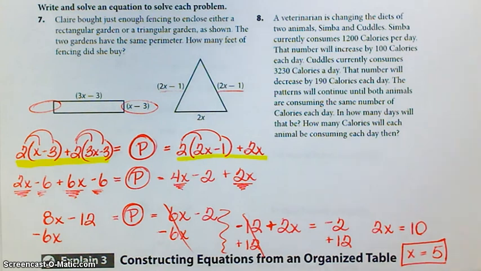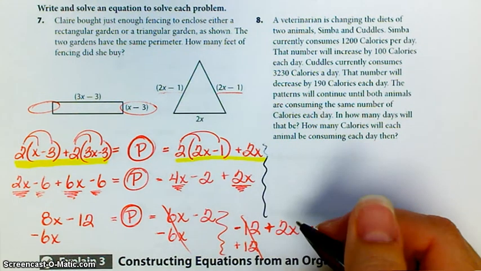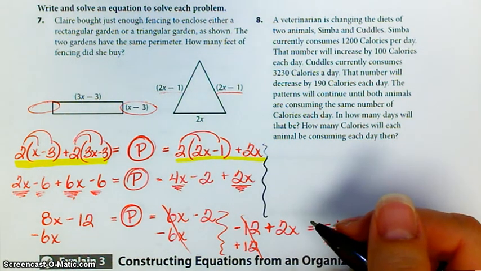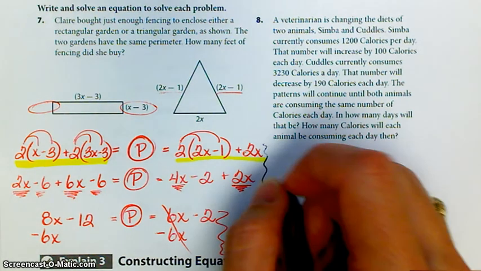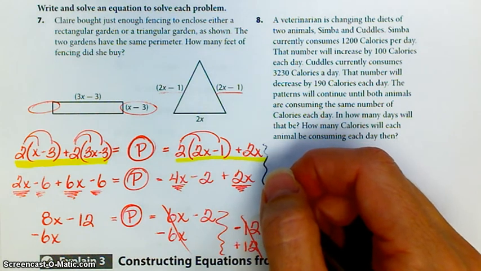All right. I think on number 8, we're just going to set it up because I'm kind of tight on space. And I'm going to switch colors too, so that you can tell the difference between the end of one problem and the beginning of another. All right, a veterinarian is changing the diets of 2 animals, Simba and Cuddles. Simba apparently consumes 1,200 calories a day. That number will increase by 100 calories each day. So apparently Simba's not eating enough.